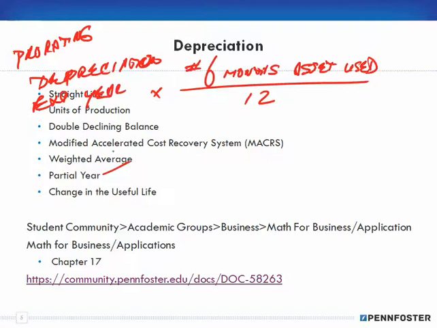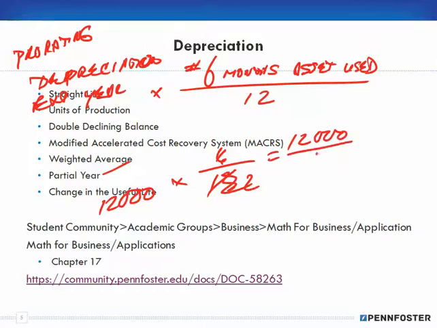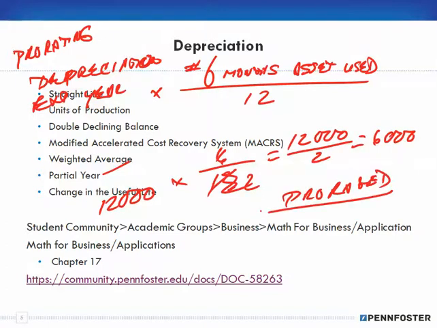So if you have, let's say, a depreciation expense of $12,000 for the entire year, but you're only using it, say, 6 months out of the year, that's like 1/2, so that's 12,000 divided by 2, so that's $6,000 that you're going to depreciate for the year. And that's prorated.